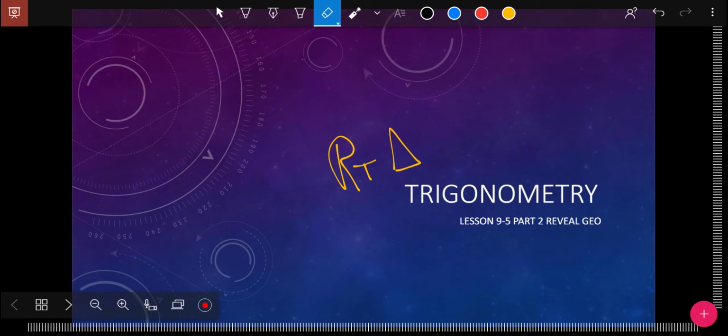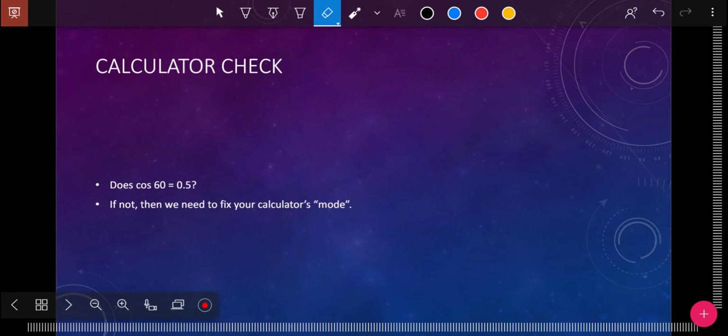All right, this is the second part of the Right Triangle Trig series here from Lesson 9.5 in Reveal. And we want to make sure that our calculators can handle what we're doing today. And so you need to do cosine 60. Do this cosine 60 in your calculator, and you should get 0.5.